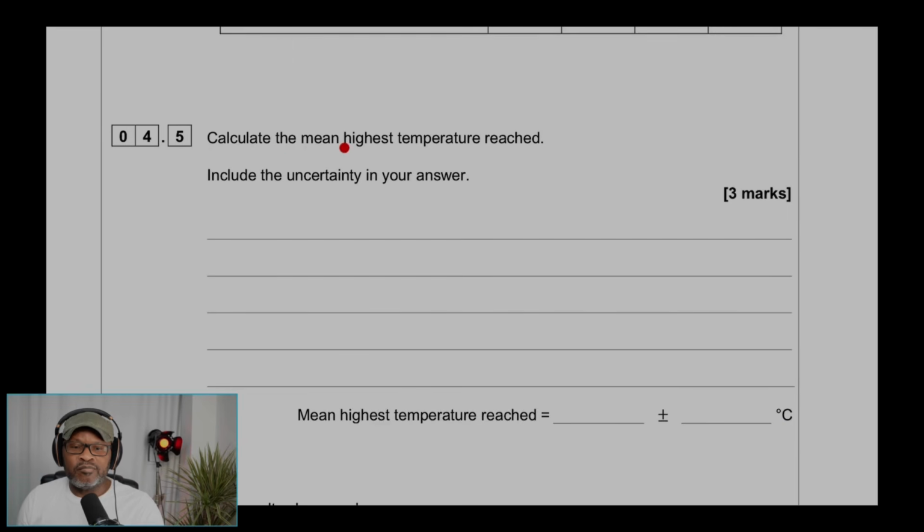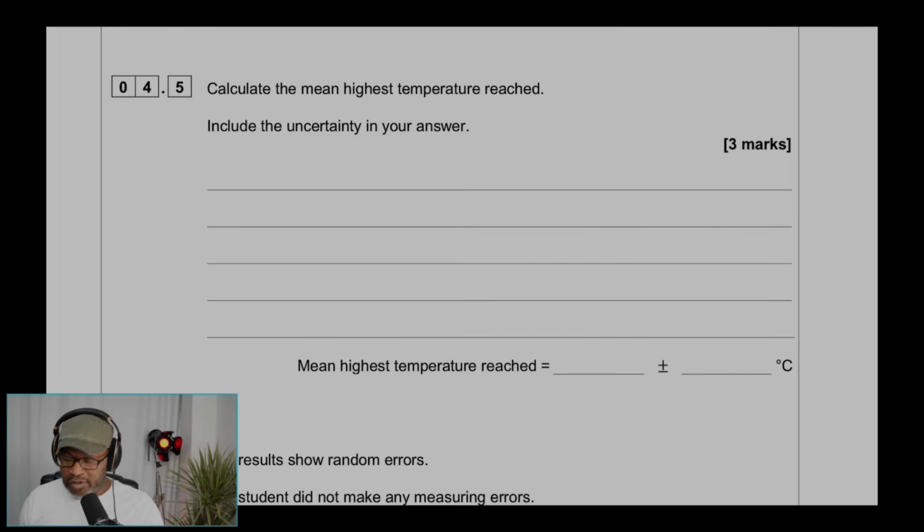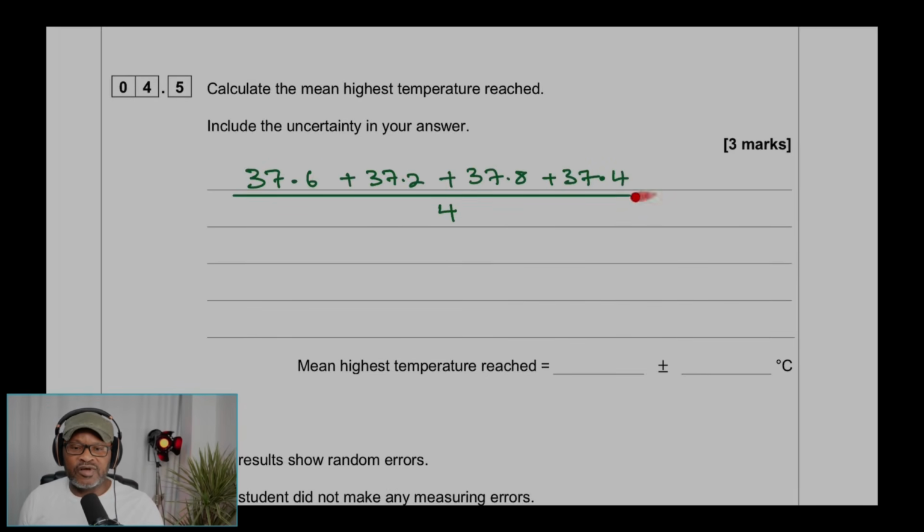4.5. Calculate the mean highest temperature reached. Include the uncertainty in your answer. Well, at this point we need to take the average. So you add them all together, divide by 4 because there are 4 of them, and that gives 37.5 degrees Celsius. In order to calculate the uncertainty, it will be the range divided by 2.